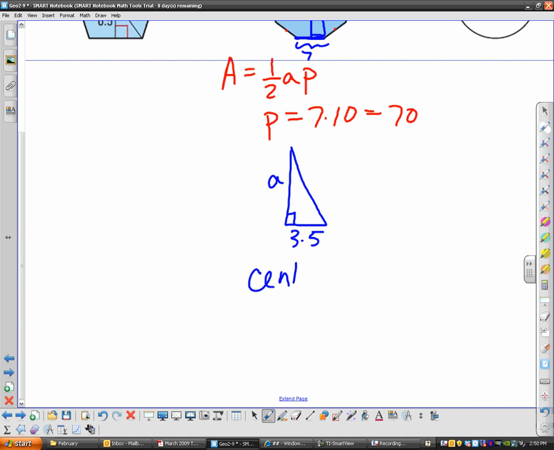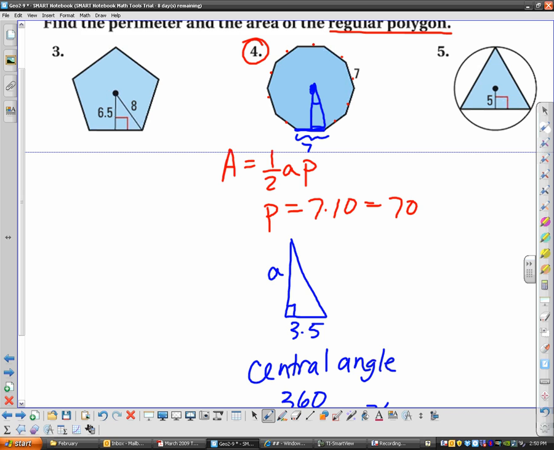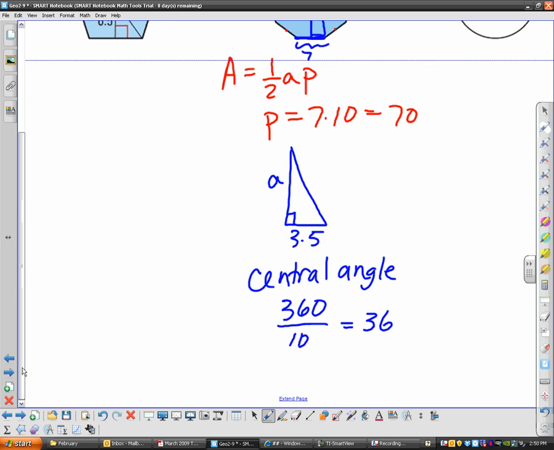Today in class, we talked about the central angle being 360 divided by 10, the number of sides. So the central angle is 36, but we have half of that. So our angle here is 18 degrees. So in our triangle, we have an angle here of 18 degrees.